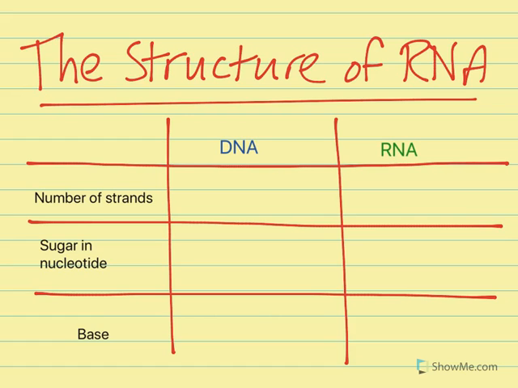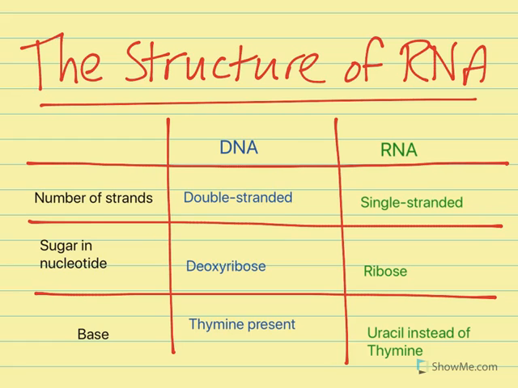Transcription involves the production of mRNA or messenger RNA using a DNA strand as a template. Let's have a look at the differences between DNA and RNA. DNA is double-stranded, whereas RNA is single-stranded. The sugar in the nucleotides of DNA is deoxyribose sugar, but in RNA it's ribose sugar. And in DNA, thymine is present, but in RNA it's uracil instead of thymine.